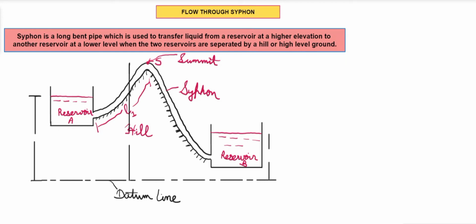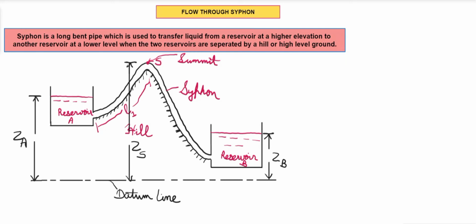First of all, let's just denote this datum line in the diagram. Then the datum head, this is ZA. Here it will be ZS. And from the water level in the reservoir B to the datum line, that will be my ZB.